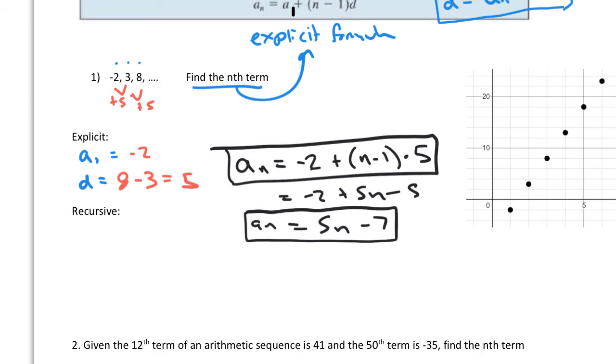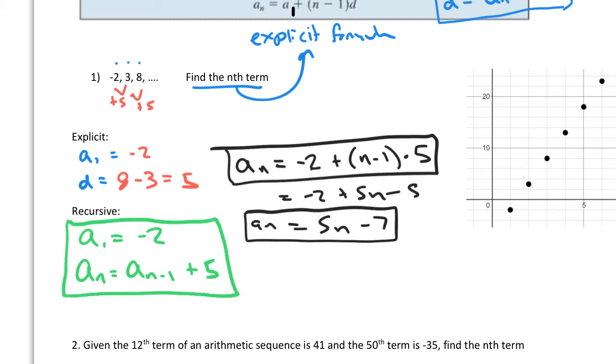The recursive form of this, remember, a recursive formula requires two things. It requires the first term, same as explicit. And we state the nth term by comparing it to the previous term. Well, what do I do to the previous term every time? I'm adding 5, because that's the common difference. So the recursive formula is this two-part thing: a sub 1 is negative 2, and a sub n equals a sub n minus 1 plus 5.